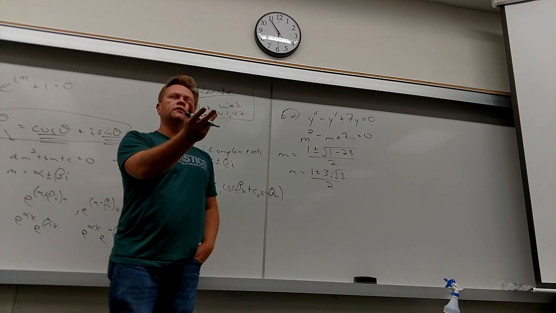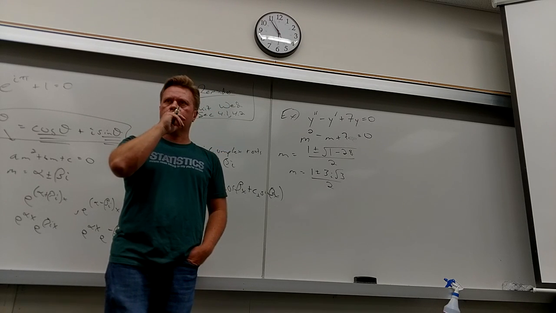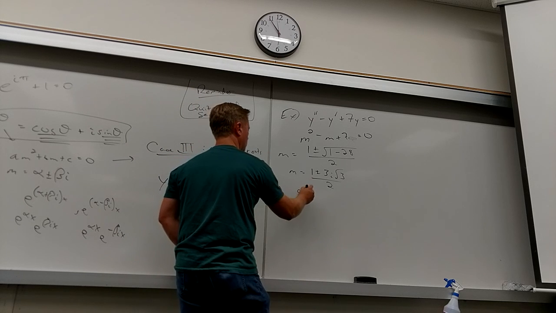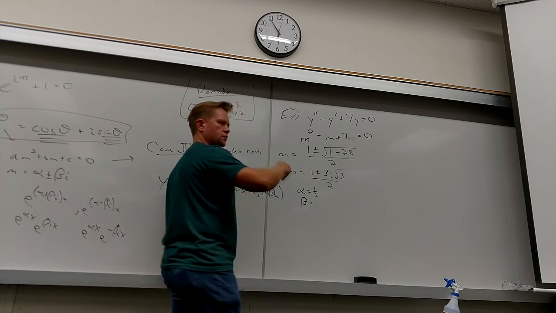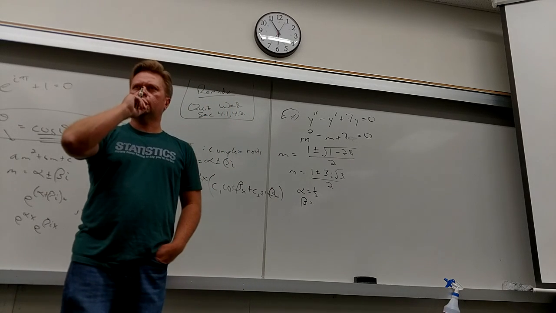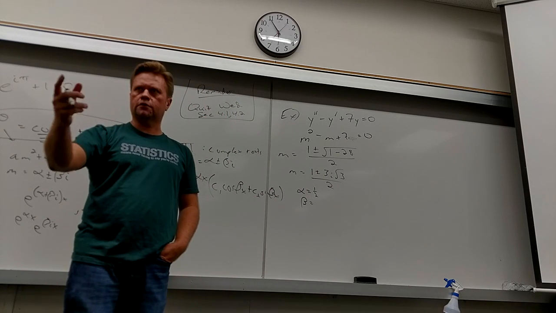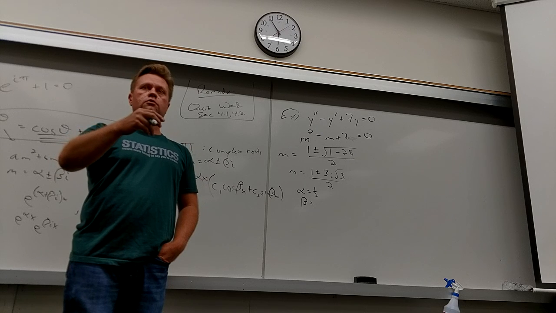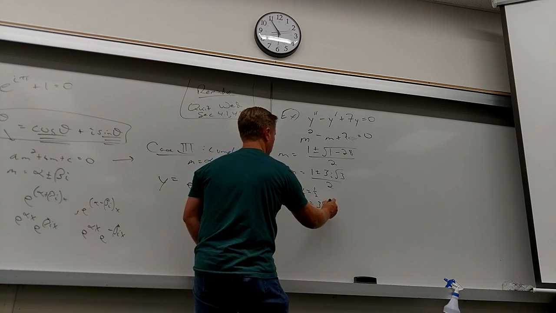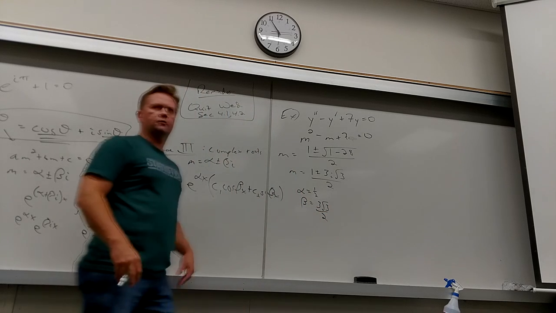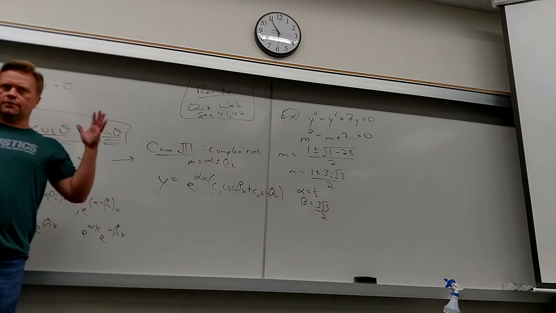And then you just identify what's alpha and what's beta. What's alpha here? 1/2. What's beta? Alpha is the real part. Beta is the imaginary part's coefficient. Careful, no i's in there. So 3 root 3 over 2. So alpha plus beta i, so beta is the coefficient of i.